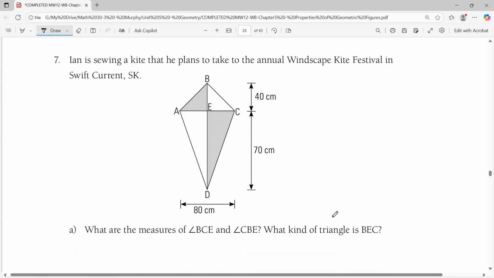Seven. Ian is sewing a kite that he plans to take to the annual Windscape Kite Festival in Swift Current. And here it is. Here's some measurements. It says, what are the measures of angle BCE? So draw from B to C to E. It's that angle. Remember, it's always the middle one. So angle CBE. That one right there. Okay. So that's what that's talking about.